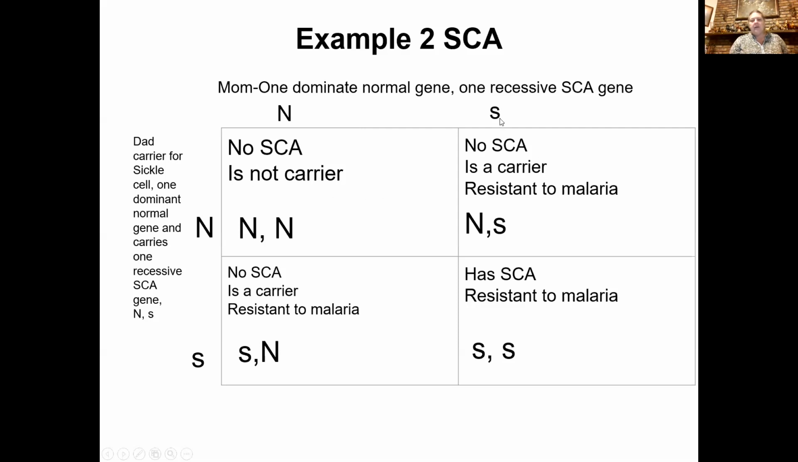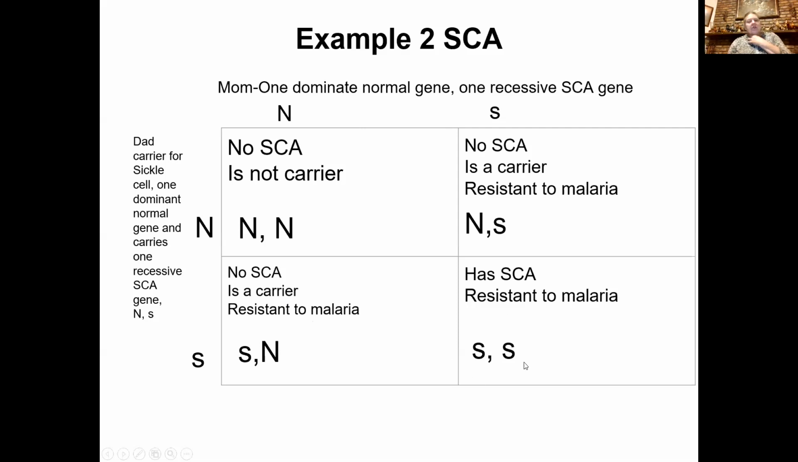This child, however, inherited the normal gene from dad and the sickle cell gene from mom. They do not have sickle cell, they are a carrier, they can pass it down, and they are resistant to malaria. This child is the same diagonally here. Same thing, it's just that they happen to inherit the sickle cell gene from dad, not mom. They got a normal gene from mom. So once again, no sickle cell. They are a carrier, can pass it down, and they're resistant to malaria.